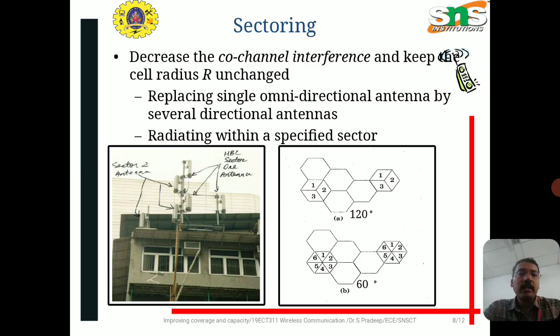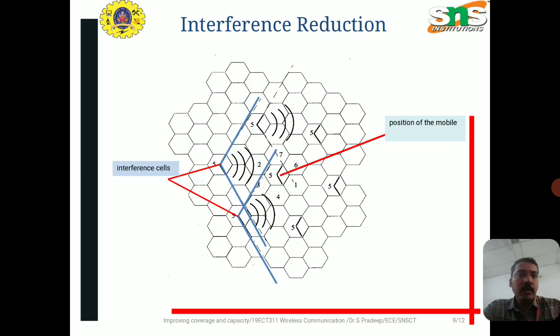Usually the sectoring is of 60 degree angle and 120 degree angle. By using 60 degree sectoring, a macro cell is divided into 6, and by 120 degree sectoring, a macro cell is divided into 3 portions. Due to this, interference reduction is achieved. By using cell splitting, sectoring, and directional antennas, interference is reduced.